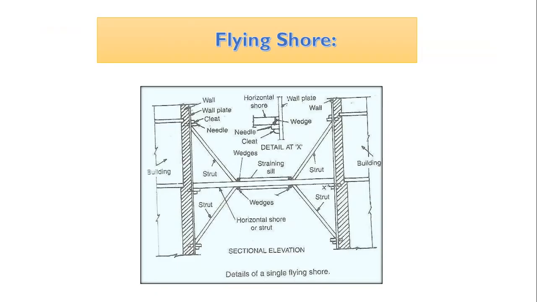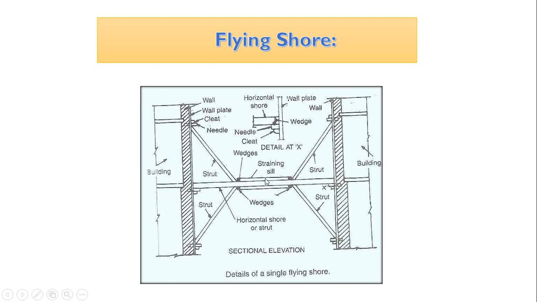How is it provided? Here you can see this sketch. This is the wall, and this is the other wall, which are required to be supported. These are the parallel walls. There is damage in the wall due to some reason. This is the building. Here you can see this type of horizontal support is provided. This is a horizontal shore or horizontal strut, and to this horizontal strut, inclined supports are provided. You can see these internal inclined supports.